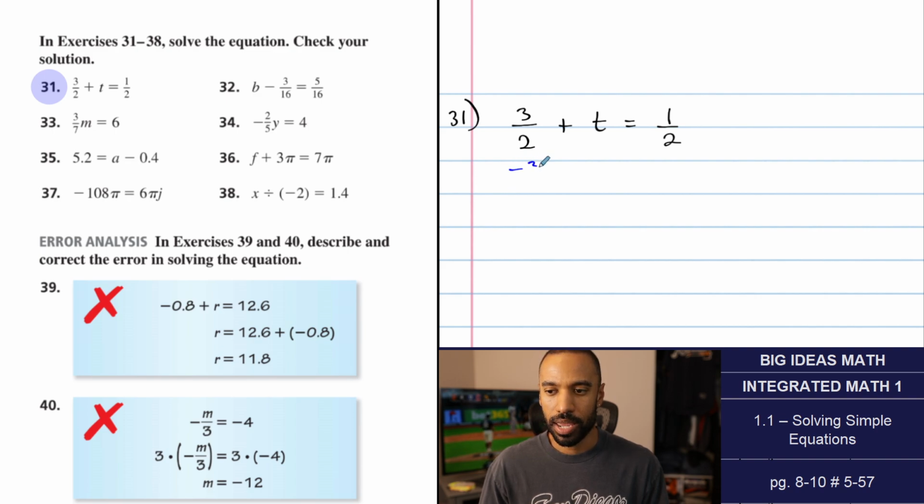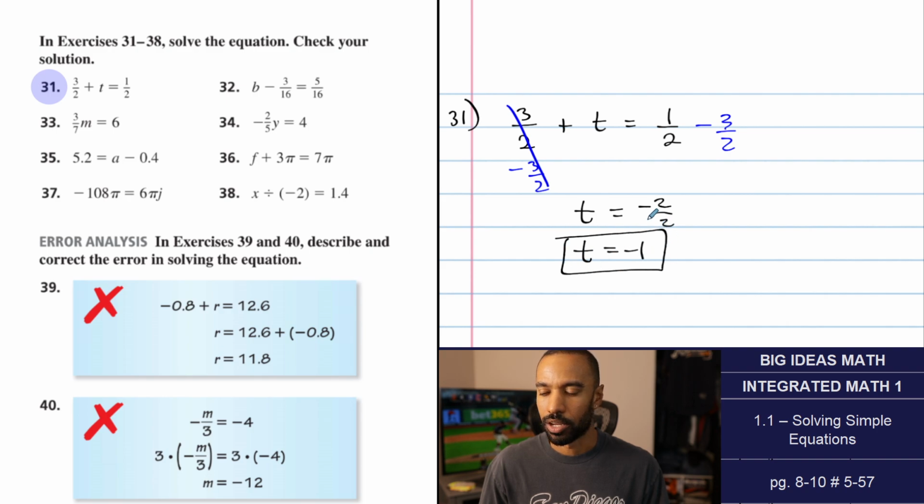I will subtract 3 halves from both sides. The only thing I don't like about this is the way I'm going to write that over here. I'm just going to write this to the right side. Like I said, sometimes in dealing with fractions, it's better to put them next to each other. This t is positive here as it was added to it. 1 half minus 3 halves is negative 2 halves, but that can be simplified. Remember, this is division. Negative 2 divided by 2 is negative 1. There's our answer for t.